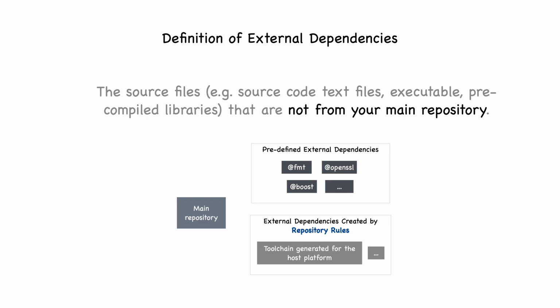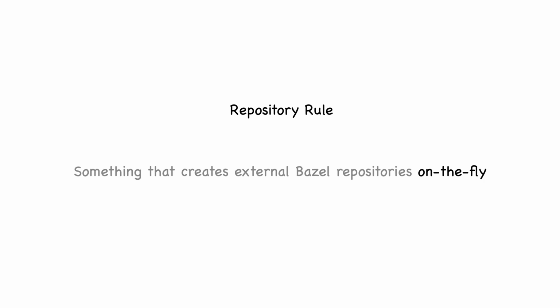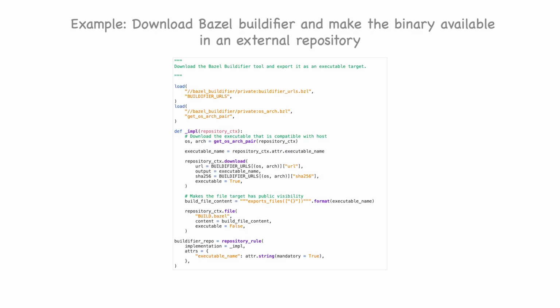Before we talk more about the external dependency part, let's explain what a repository rule is. In short, a repository rule is something that can create Bazel repos on the fly as your external dependency. Let's look at a practical example. In this repository rule, I download the Bazel build file according to your host platform and make the executable available as an external repository for the users to use.